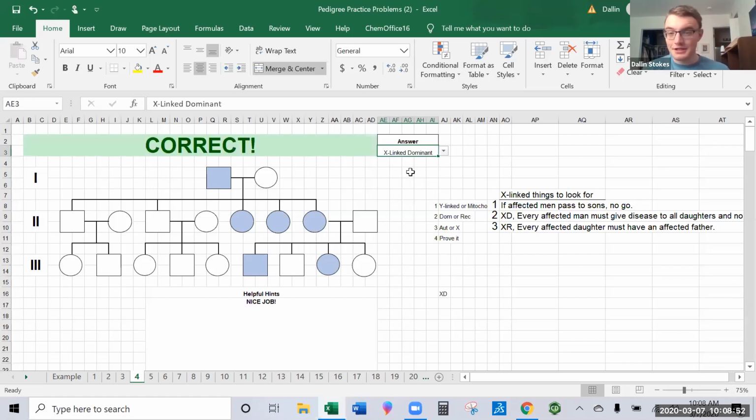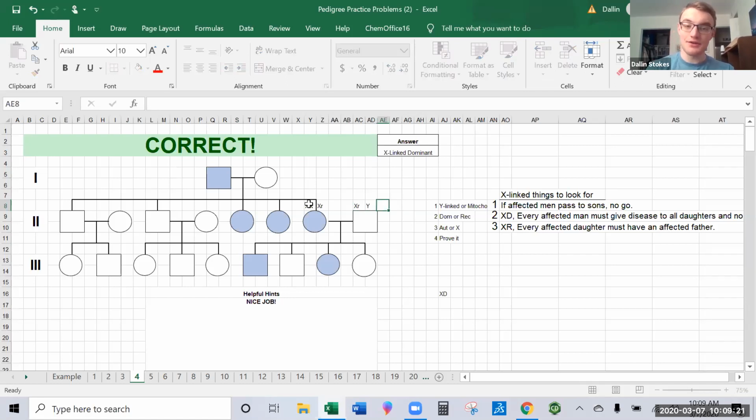Now, if I'm feeling a little scared to see if X dominant works, then come up with a story. This man would have to be X big R, X big R Y. She would have to be X little r. He gives the big R to all of his daughters and none of his sons, so they're all heterozygous. So she is now X big R, X little r. He is X little r Y, because that's the only way he doesn't show the disease.